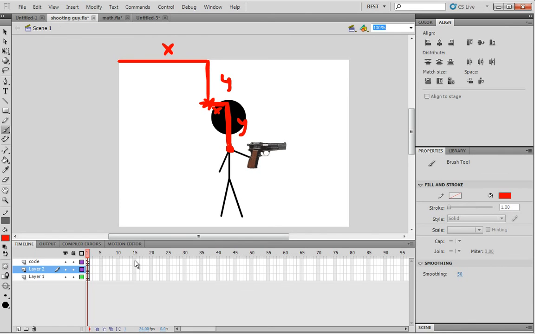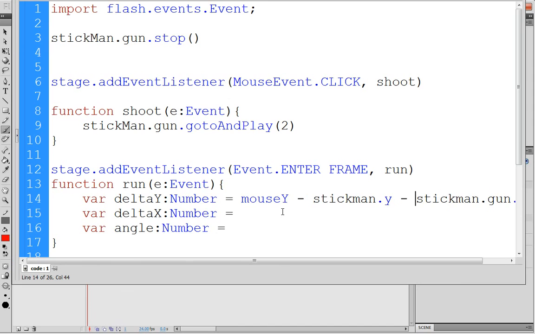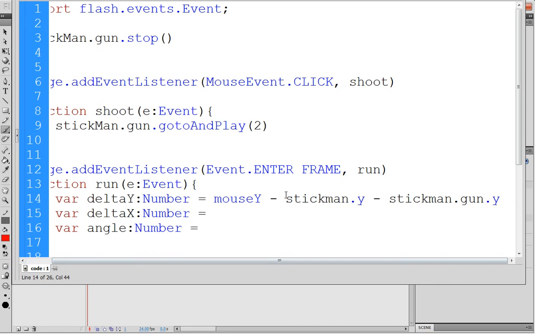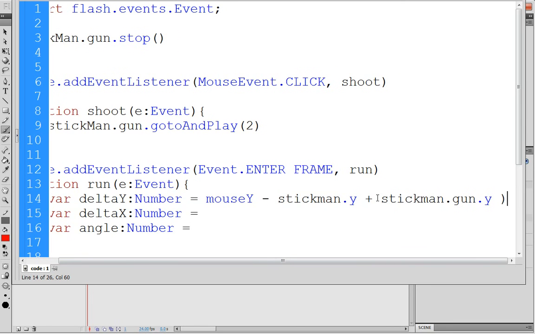So how do we write that? It's simply like that. It's going to be mouse.y minus stickman.y minus stickman.gun.y. Or maybe you can write it this way if you prefer, in parentheses: mouse y minus the coordinate of the gun, which are stickman.y plus stickman.gun.y.